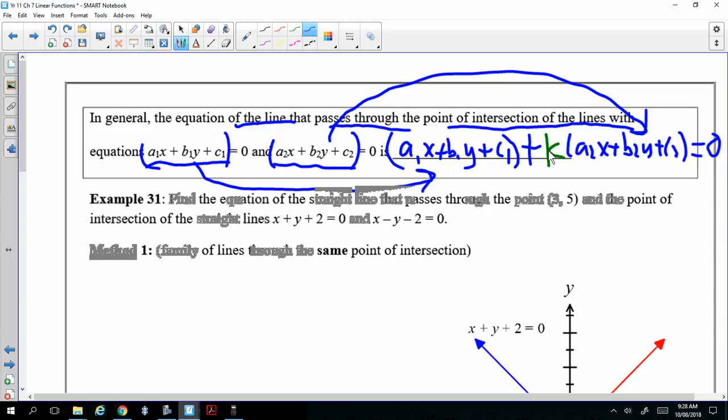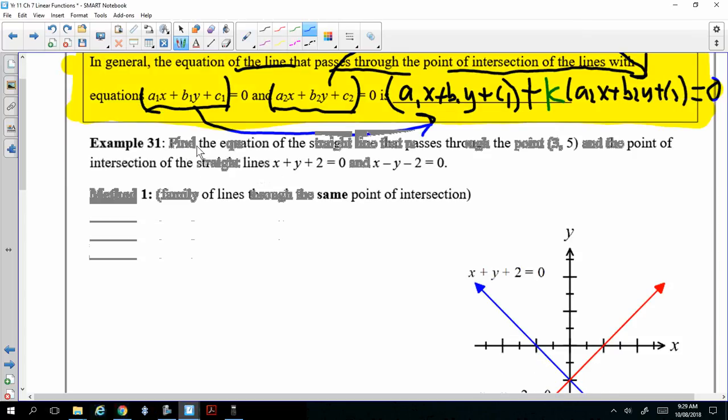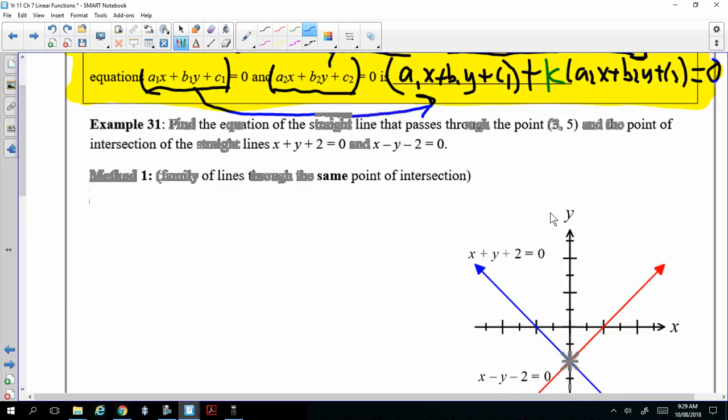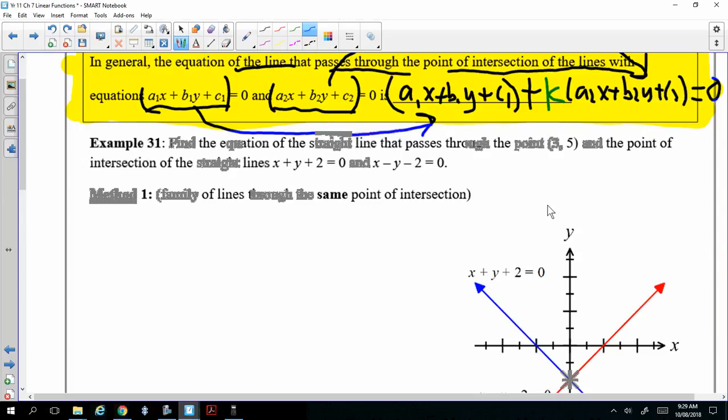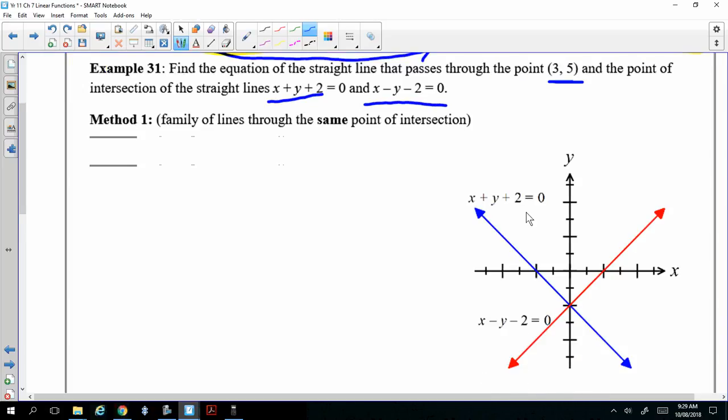Okay. All right. Example 31. Find the equation of the straight line that passes through the point 3, 5 and the point of intersection of the lines. Okay, now I've already labeled the lines. See, the blue one is the first one. The red one is the second line. We want to find the family of lines through the same point of intersection. You can see on the screen.